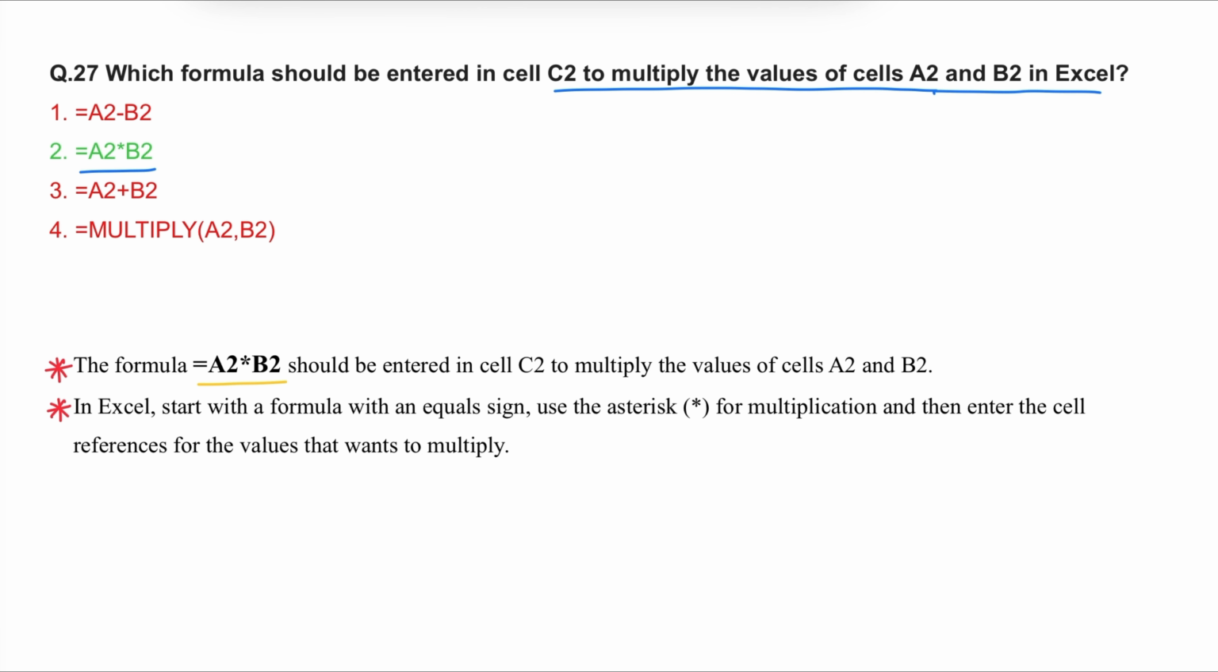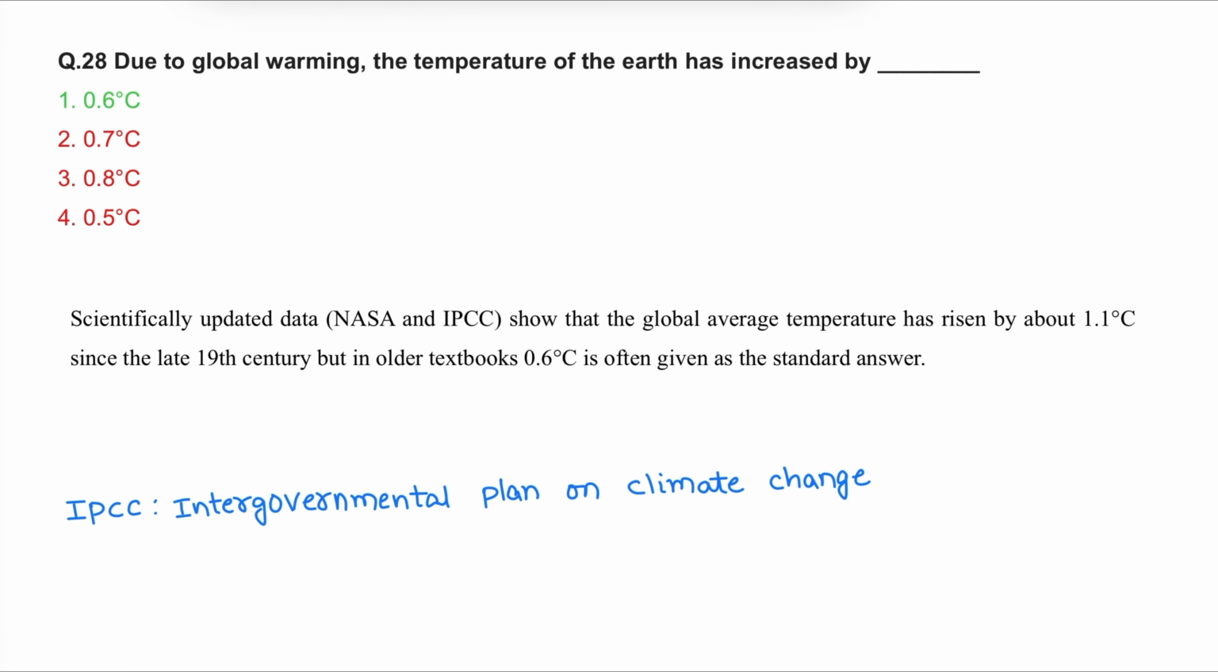Question number 28. Due to global warming, the temperature of Earth has increased by. The significant updated data shows that global average temperature has risen by 1.1 degrees centigrade since the late 19th century, but in older textbooks, 0.6 degrees centigrade is often given as a standard answer.